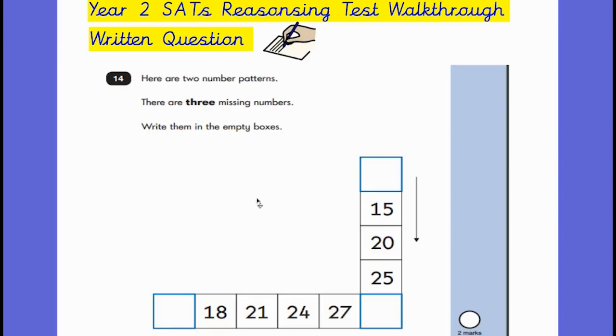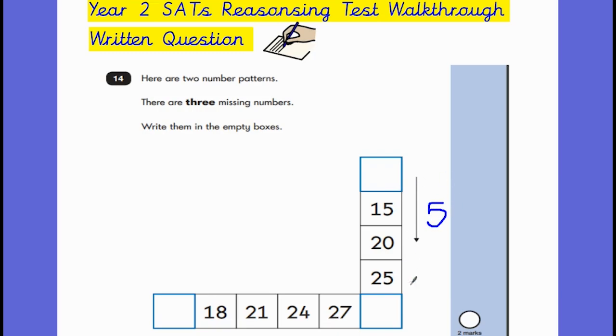Question 14. Here are 2 number patterns. There are 3 missing numbers. Write them in the empty boxes. So this is about the children being able to count up. In year 2, they need to be counting in 2s, 5s, 10s, and also be able to count in 3s. Now here you should be able to spot a pattern. 15, 20, 25. This is part of their 5 times table.